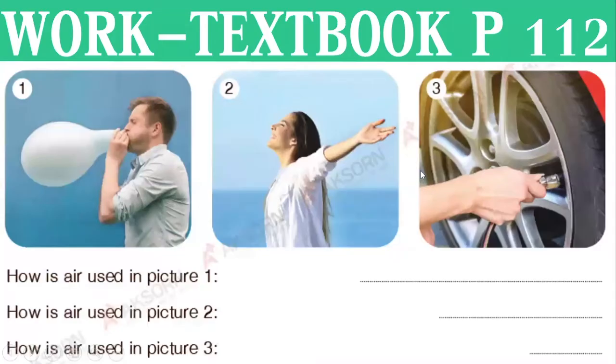And we did some exercises in our workbook on page 112. We know how we use air. In picture one, we inflate a balloon. Number two, a woman inhales, she breathes in. Humans breathe in air for living. And number three, same as number one, we inflate something. We inflate a car tire. So you have to finish that one. And I hope we already did that and you finished these exercises.